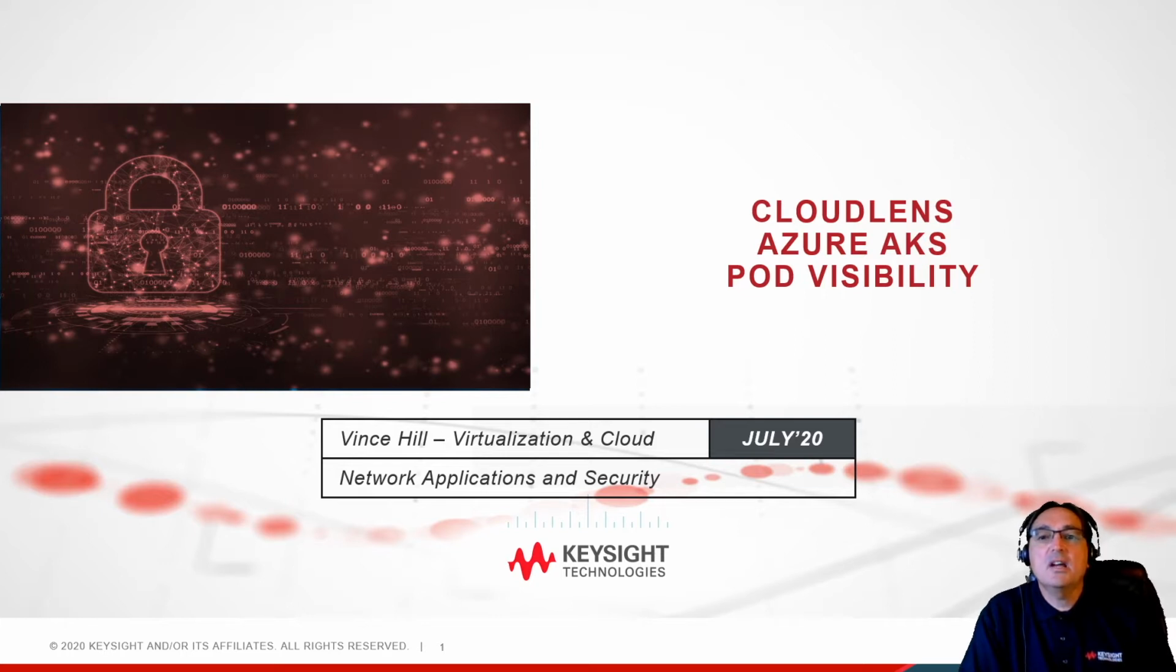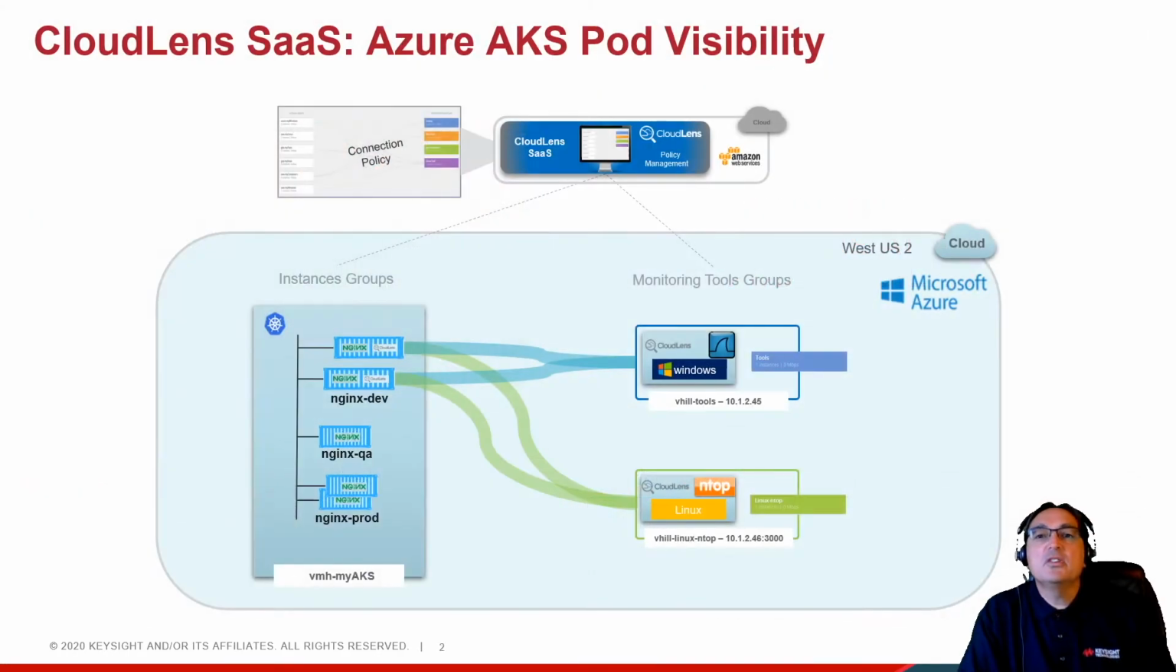And today, using CloudLens, I'd like to show you how to replicate raw traffic from Kubernetes container environments, forwarding to your network and security tools. I'm going to be using Microsoft Azure and AKS. We also support AWS Elastic Kubernetes Service and Google's Kubernetes Engine, as well as on-prem environments.